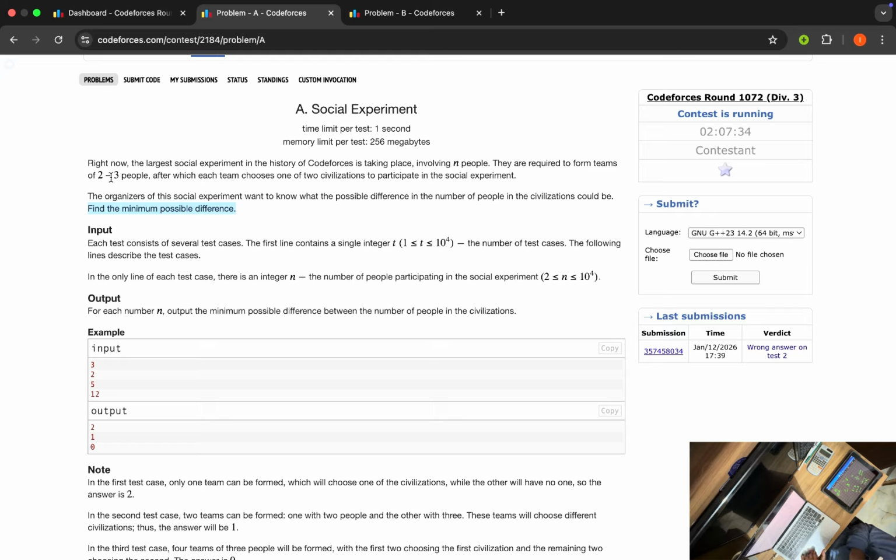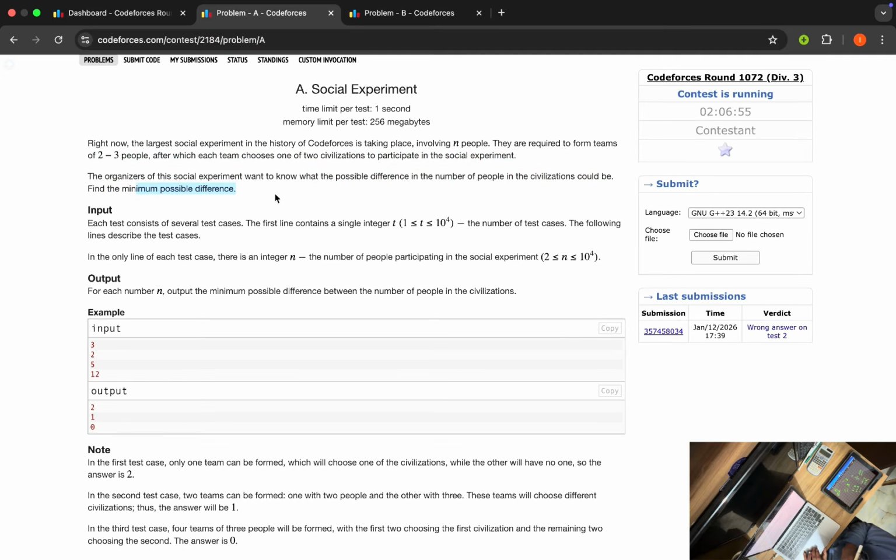They are required to form teams of 2-3 people, after which each team chooses one of two citizens to participate in the social experiments. Okay, the organizer of the social experiment.